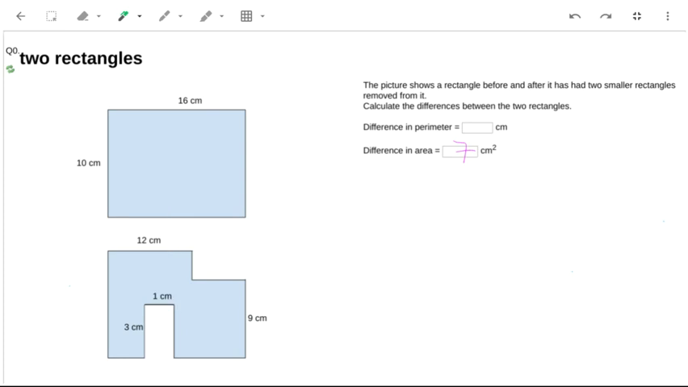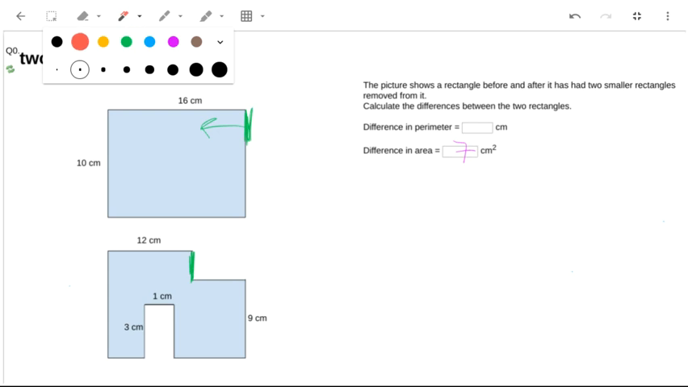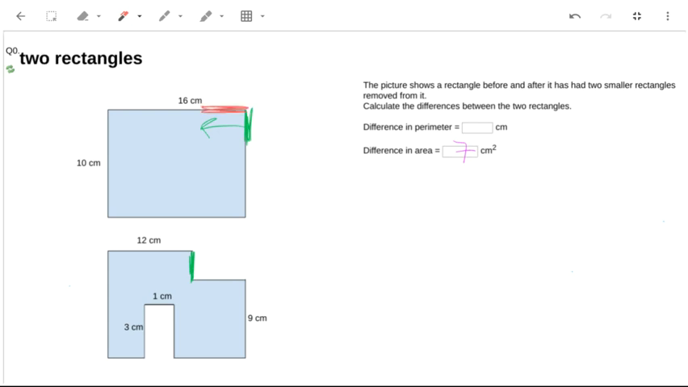Well, looking at the first part, if I took this piece of fence here and I moved it across, I'd end up with a piece of fence there. And if I took a piece of fence from here and I moved it down, I'd end up with a piece of fence there. Have I had to put in any extra fence? No. So the difference between those two places is 0 in the perimeter.